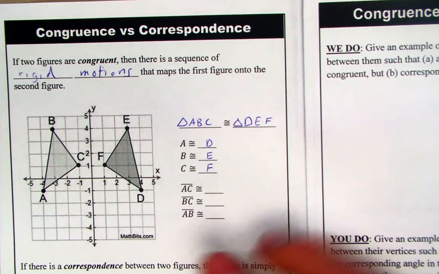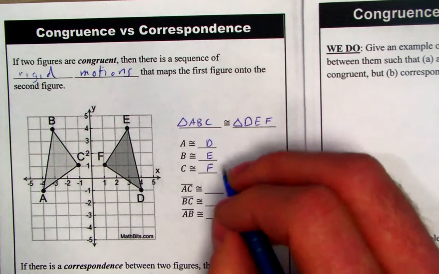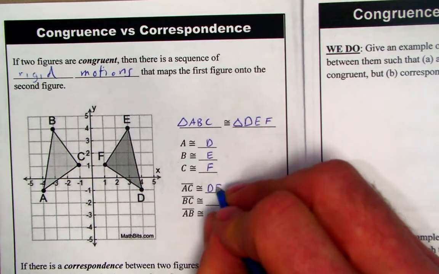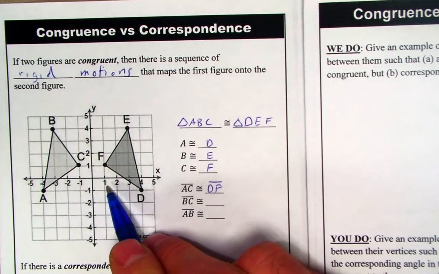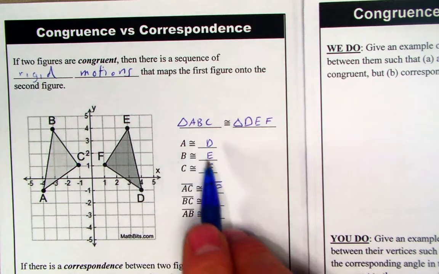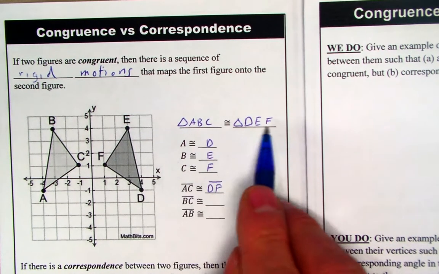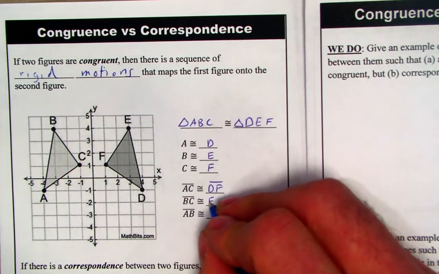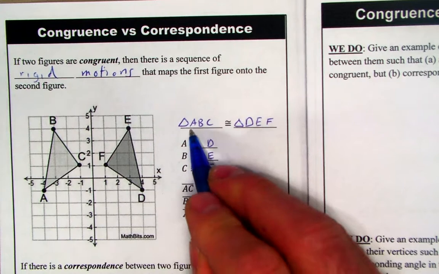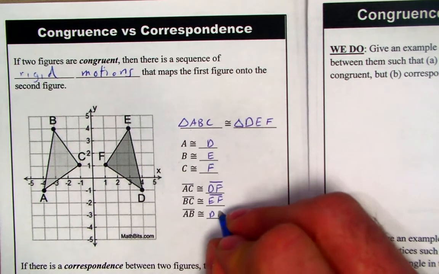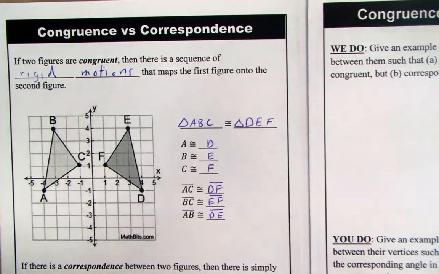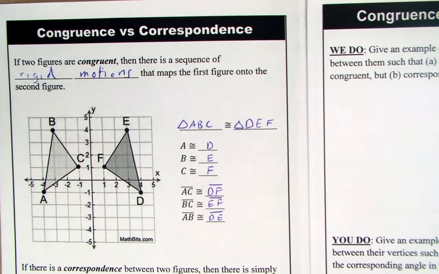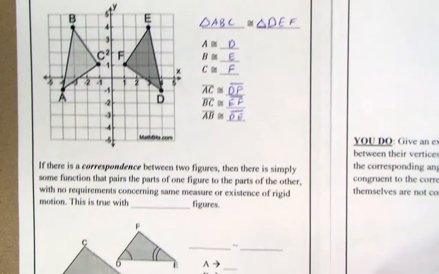Okay, and then all these corresponding sides are also congruent. AC is congruent to DF. And remember, we can look at the image, at the picture, or we can also look at the statement. AC, DF, BC, and EF, and AB and DE. Okay, I know this is just review. The idea is just to connect it to this idea of correspondence.